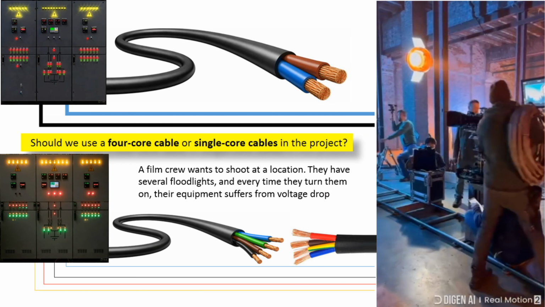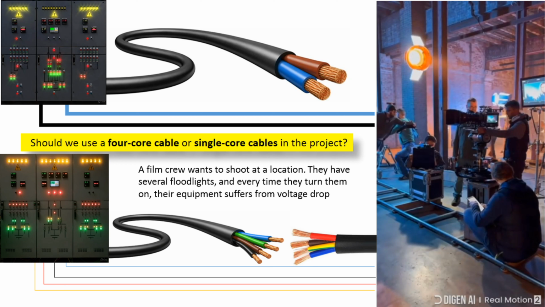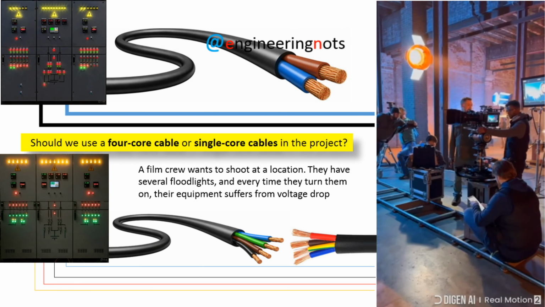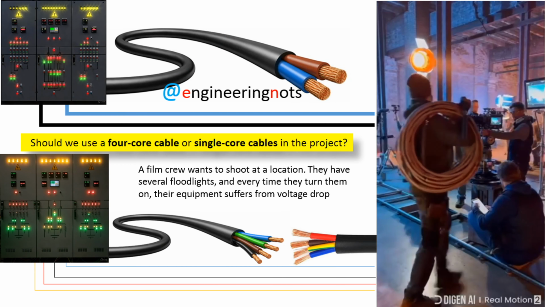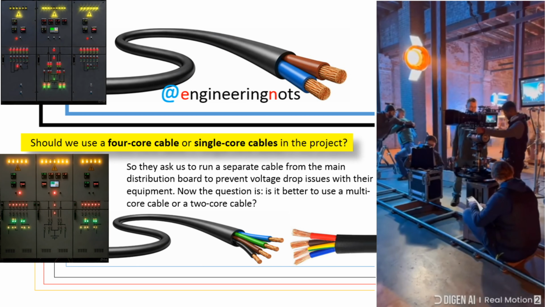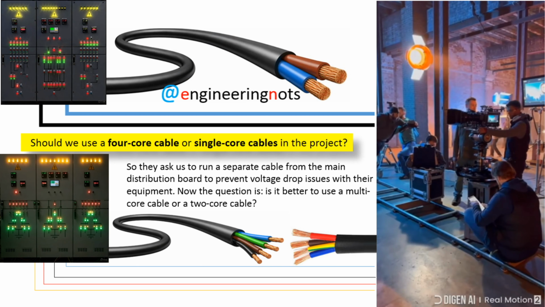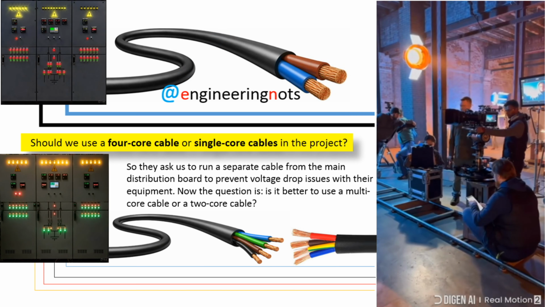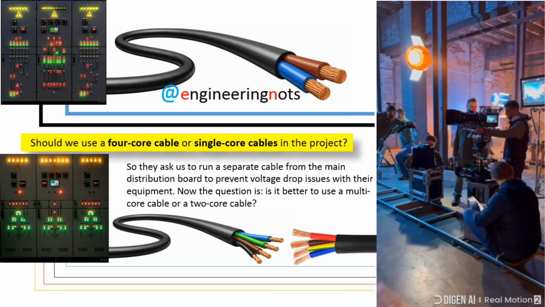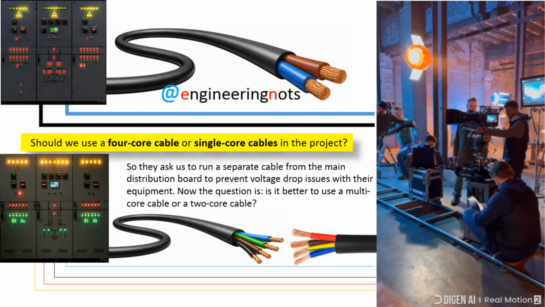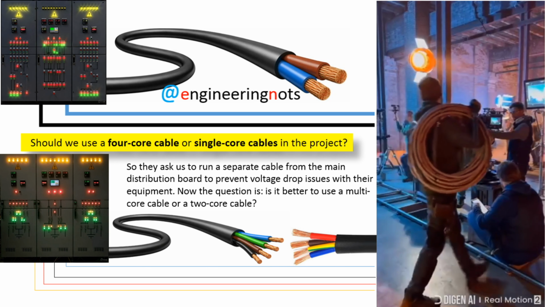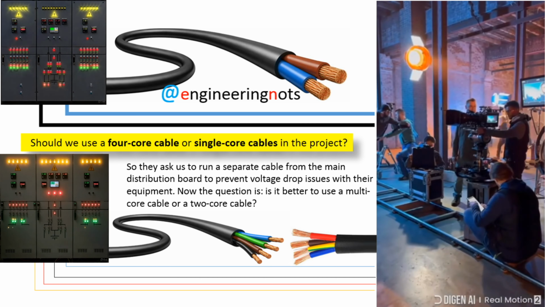A film crew wants to shoot at a location. They have several floodlights. Every time they turn them on, their equipment suffers from voltage drop. So they ask us to run a separate cable from the main distribution board to prevent voltage drop issues with their equipment. Now the question is, is it better to use a multi-core cable or a 2-core cable?